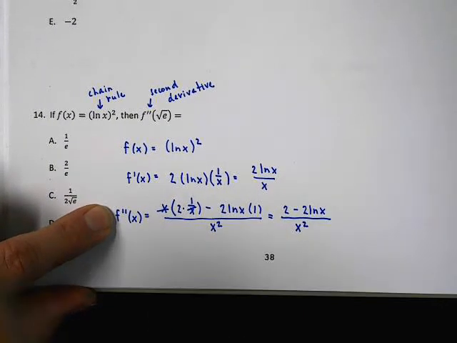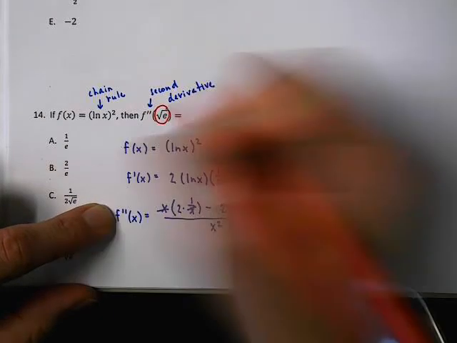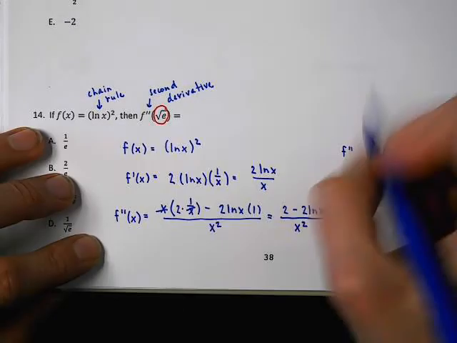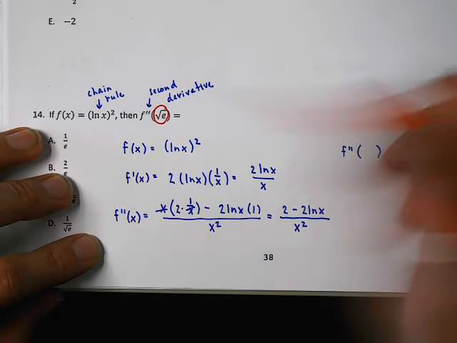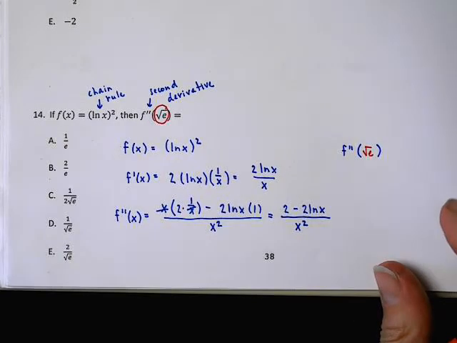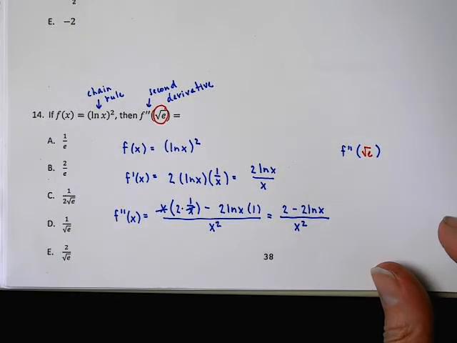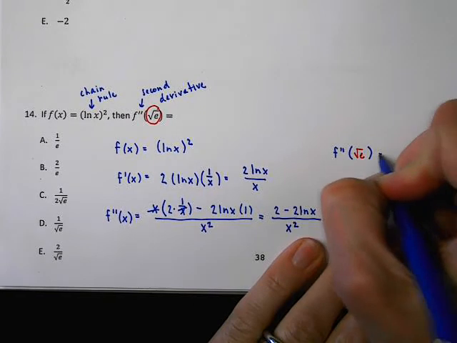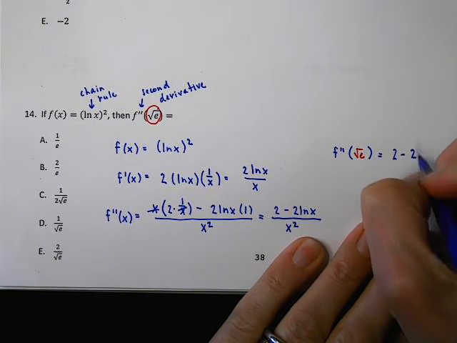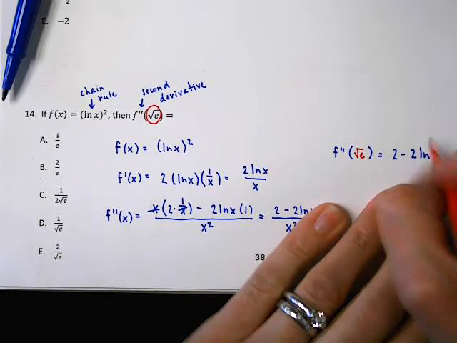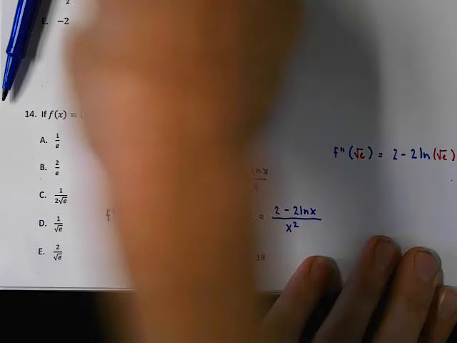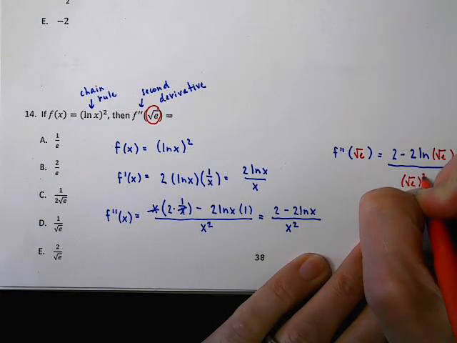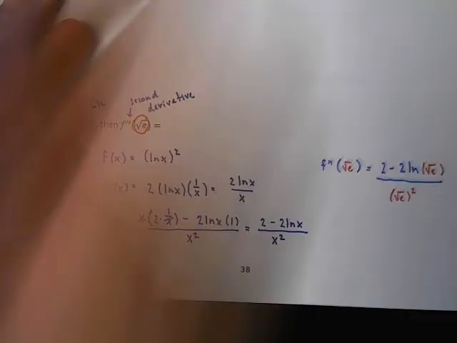Now that I have my second derivative, I can plug in my square root of e. So if I'd have, I'm going to jump up here, f double prime, instead of x, I'm going to substitute the square root of e. Sorry about that. So let's see, I'm going to substitute that everywhere I have an x. So I have 2 minus 2 times the natural log. Again, instead of x, I have square root of e all over the square root of e squared. So let's see what we can do with that.